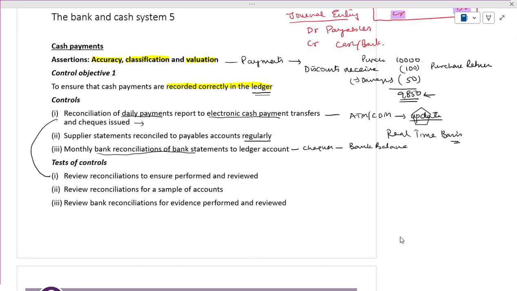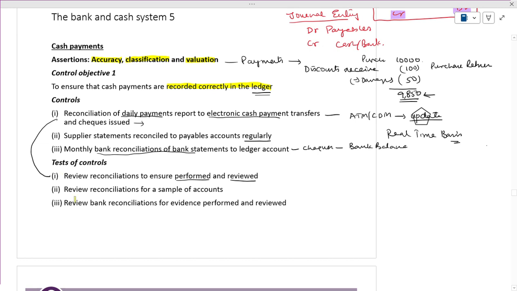Is that we are reviewing the cancellation. Reviewing the cancellation to ensure that it has been performed and reviewed. As an auditor, the only purpose is, now you have to be very specific about what we are doing in sales, what you are doing in purchases, and what you are doing in cash.